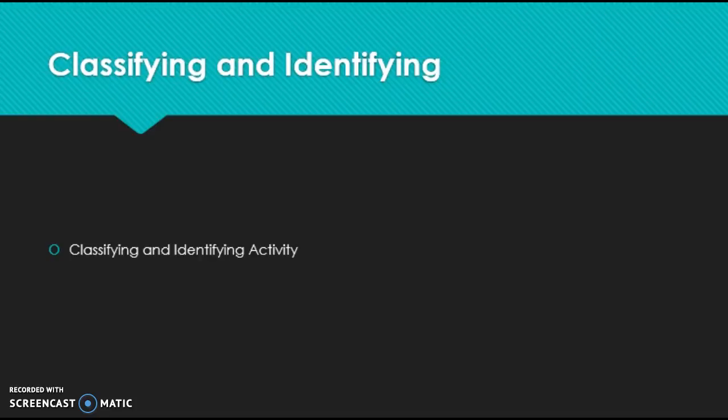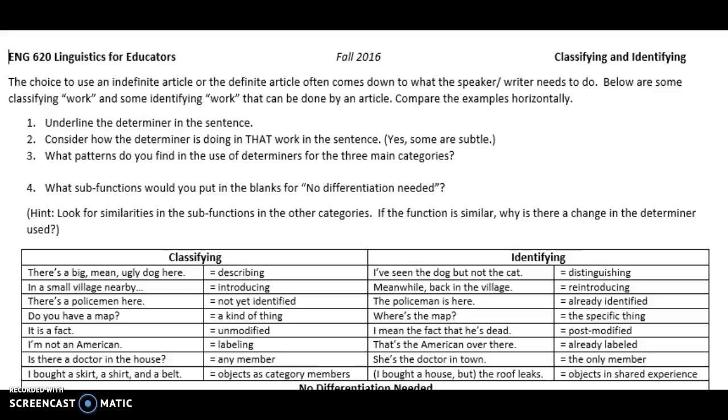So let's go to the classifying and identifying activity. Here's the handout, or the activity, that you'll find also in the same module. We're going to look more at the different subfunctions of the classifying and identifying work. These patterns will help us understand why we choose certain words and why sometimes it sounds strange when learners of English create certain noun phrases with certain articles and nouns.